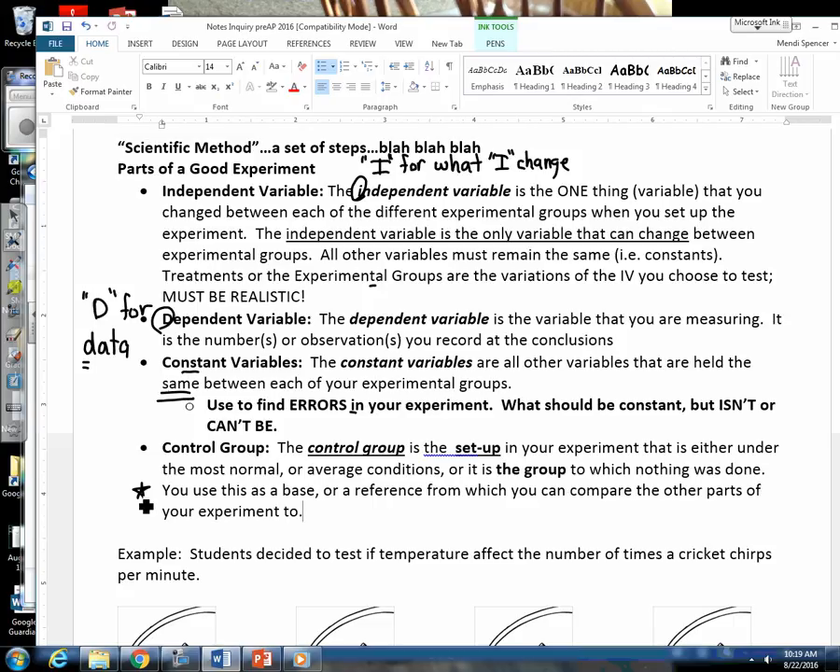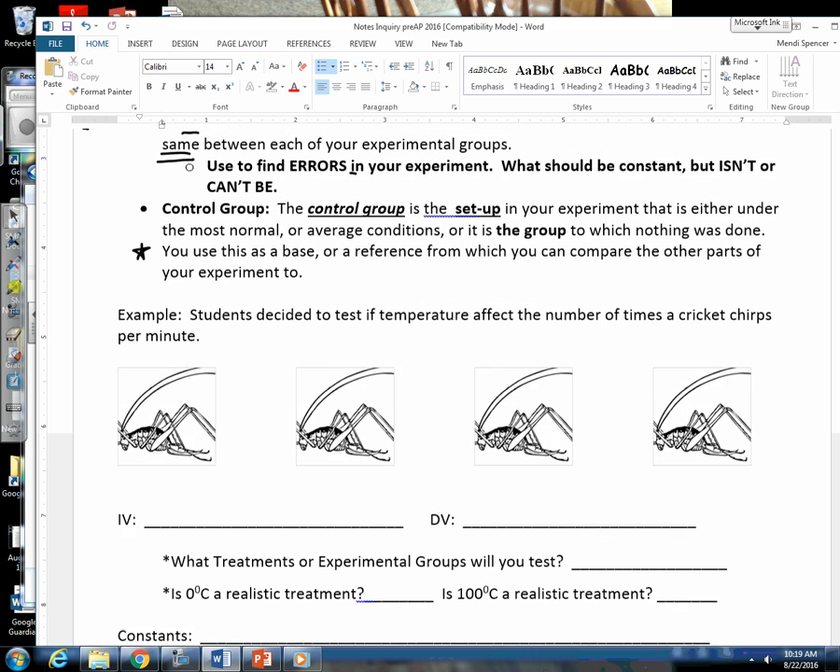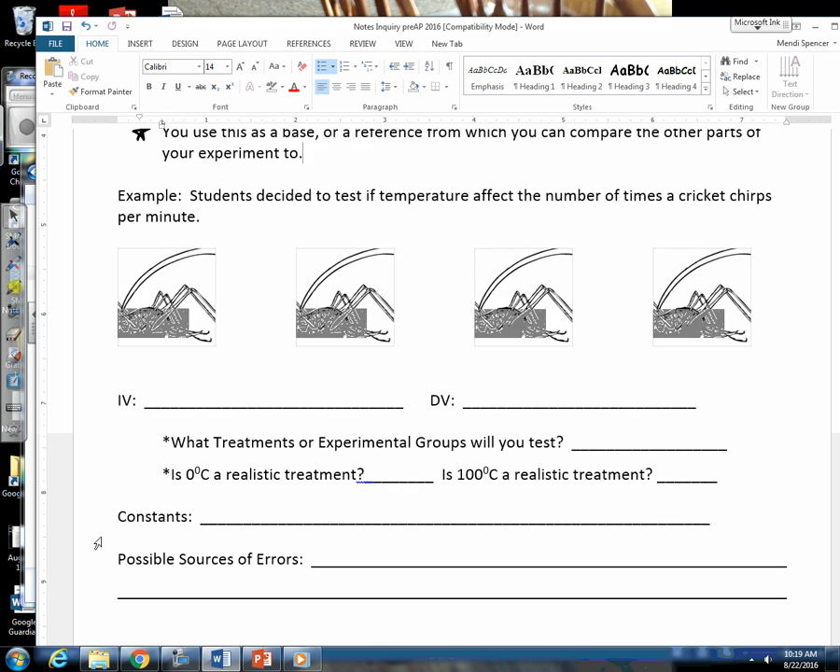Whenever you're going to identify the control group in this class, I'm usually going to make you circle one of your experimental groups so you understand the control group is one of your experimental groups that is under the most normal or average conditions. Now let's go through an example test and identify these key parts of an experiment.